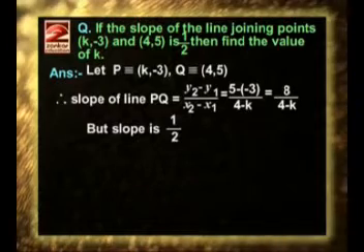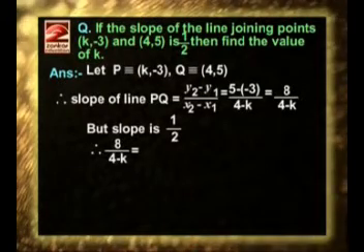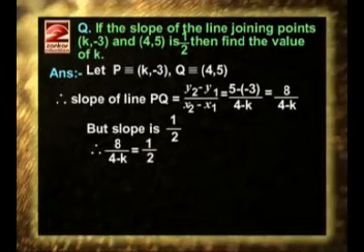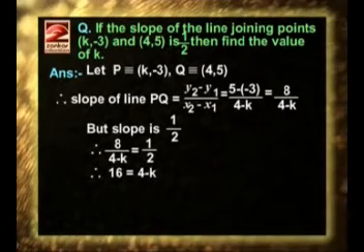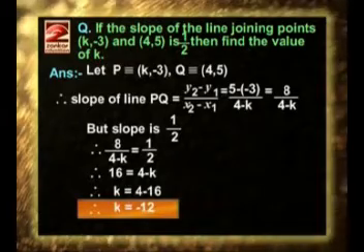But the slope is 1 upon 2 and therefore 8 upon (4 minus k) is equal to 1 upon 2. Therefore 16 is equal to 4 minus k. Therefore k is equal to 4 minus 16. Therefore k is equal to minus 12.